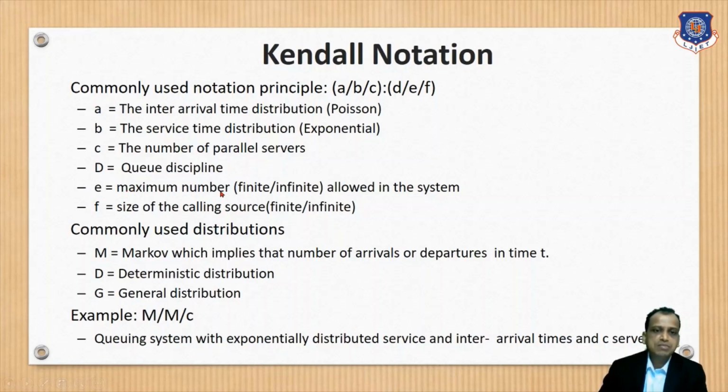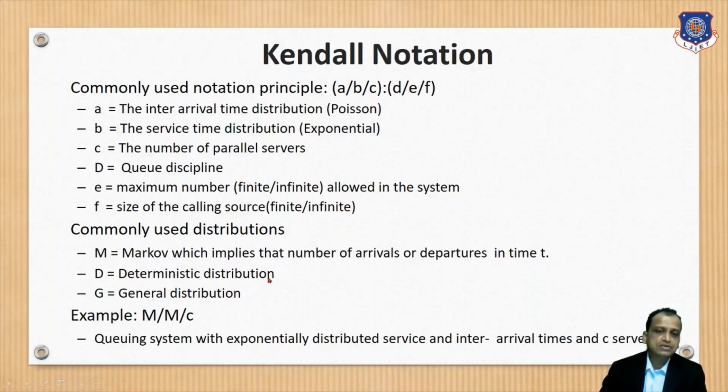E is the maximum number of customers allowed into the system, finite or infinite. In our case it was infinite. And F is the size of the calling source, it may be finite or infinite, we don't know, so it is infinite, right? Commonly used distributions are M, which is Markov, which implies the number of arrivals or departures in time t. We also take care of the time t, right? Next is D, deterministic distribution, and G, general distribution.